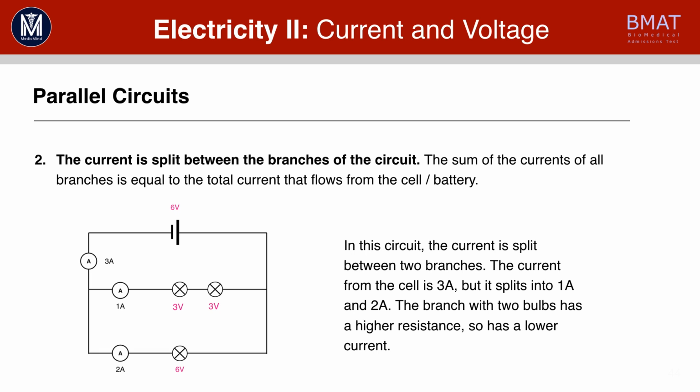The overall current in that branch is 1 amp, whereas the overall current in the other branch with only one lamp is still 2 amps. The branch with the two bulbs has a higher overall resistance and therefore has the lower current.